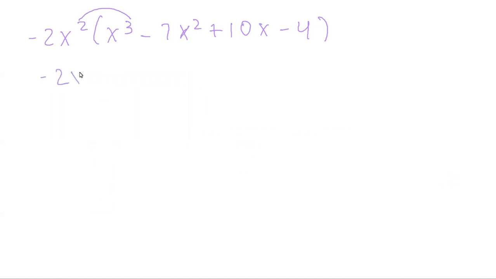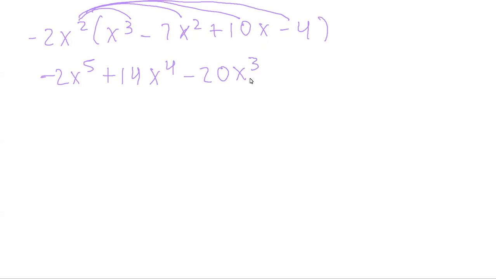So let's do a few examples like this. So negative 2x squared times x to the 3rd, and all of this. So I'm going to distribute. So negative 2x squared times x cubed, so that's negative 2x to the 5th. Multiplying negative 7x squared, now I get plus 14x to the 4th. Onto 10x, I get negative 20x cubed. And lastly, I have plus 8x squared.